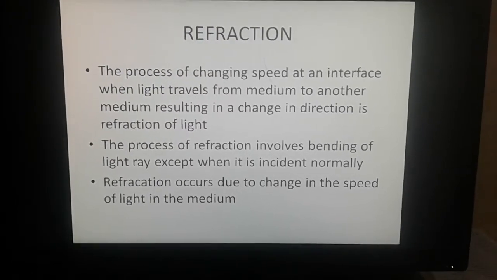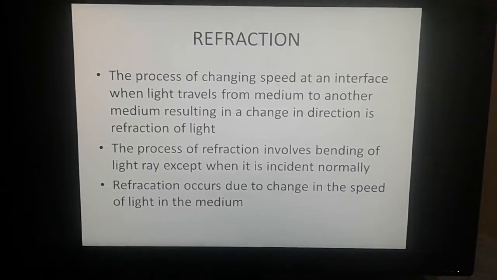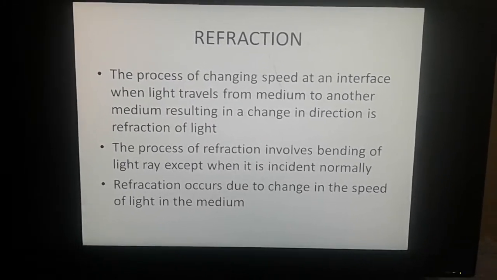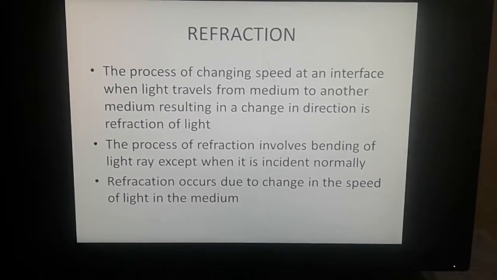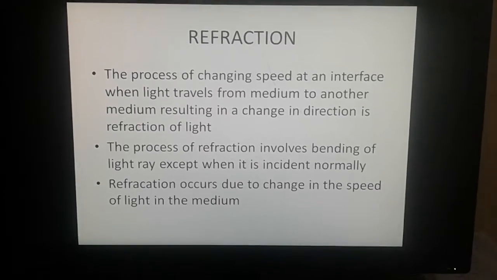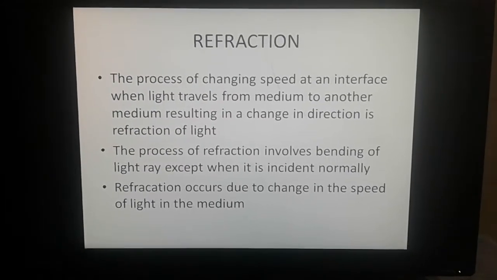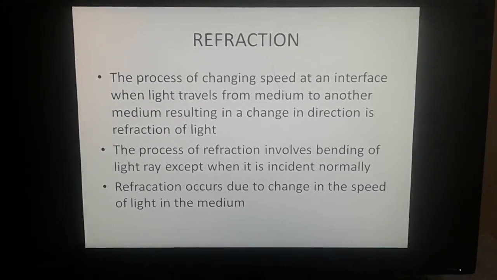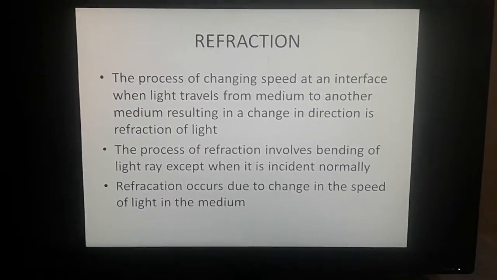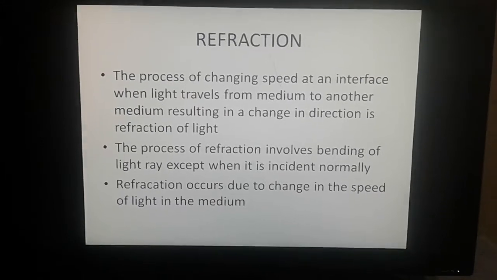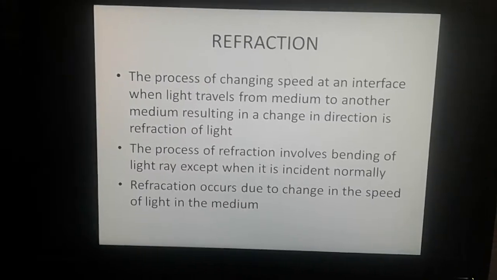Refraction. The process of changing speed at an interface when light travels from one medium to another medium, resulting in a change in direction, is known as refraction of light. The process of refraction involves bending of the light ray, except when it is incident normally. And the next point is refraction occurs due to the change in the speed of light. This is the main reason for refraction.